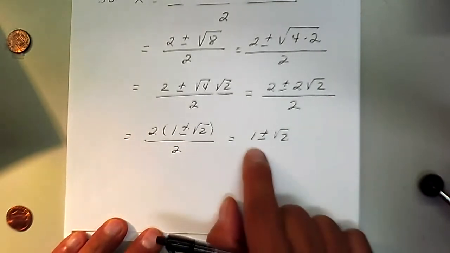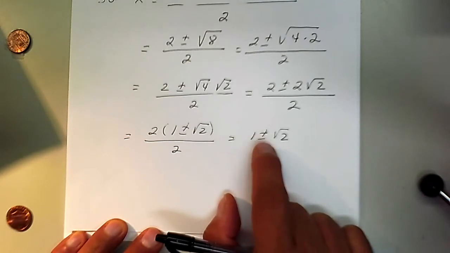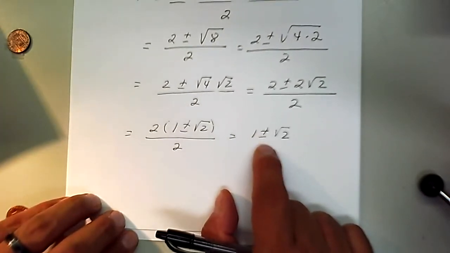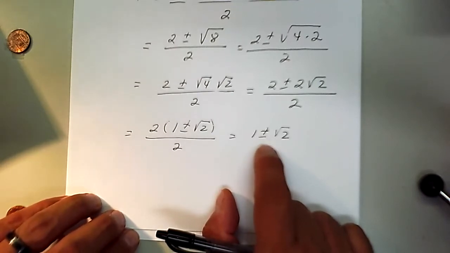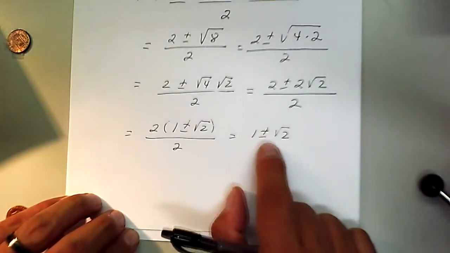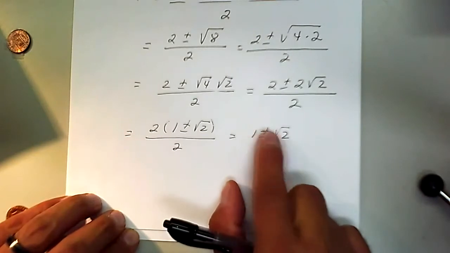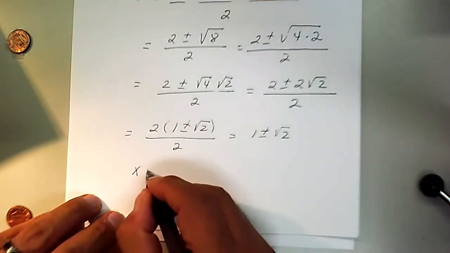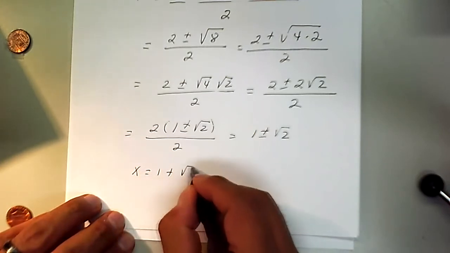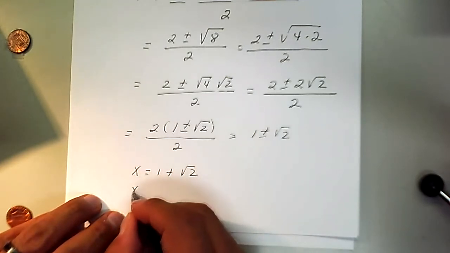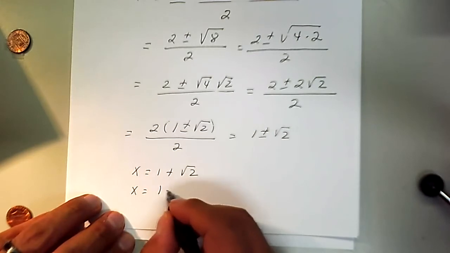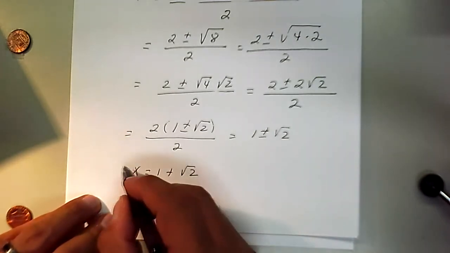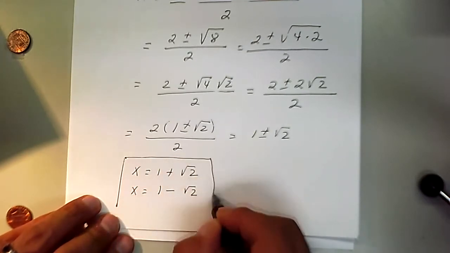So there are two solutions. I'm going to ask at some point, in some problems, to clearly write down the two solutions. There's actually two solutions here. So on one hand, we have the solution of 1 plus the square root of 2. On the other hand, we have the other solution, 1 minus the square root of 2. So here we have the two solutions.